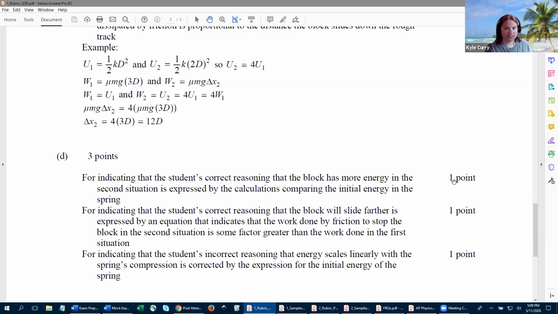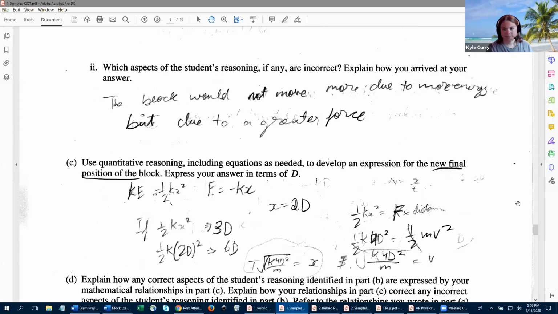So in a lot of cases, you can actually earn this first point here and this third point simultaneously. That's very possible. That is very possible. So with that said, let's look at a student response. 3 points.